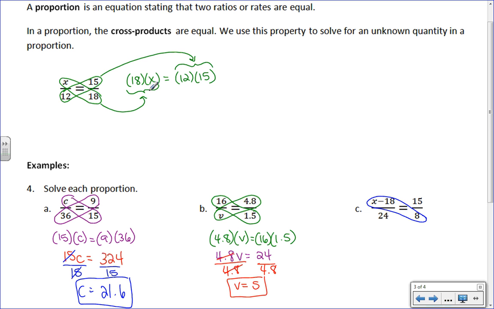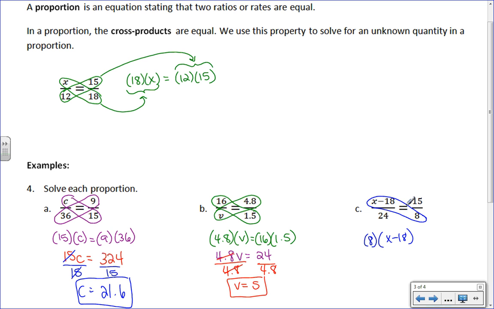I know most of you probably could have jumped straight from this proportion on 4a straight down to 15c equals 324. Same with this one. b times 4.8 is 4.8b. 16 times 1.5 is 24. But the reason I wrote this middle step out is so that it was really easy to see when we got to this one how to do it. Because now when I write it, I don't even have to think about what I'm writing. I'm just writing the cross product.